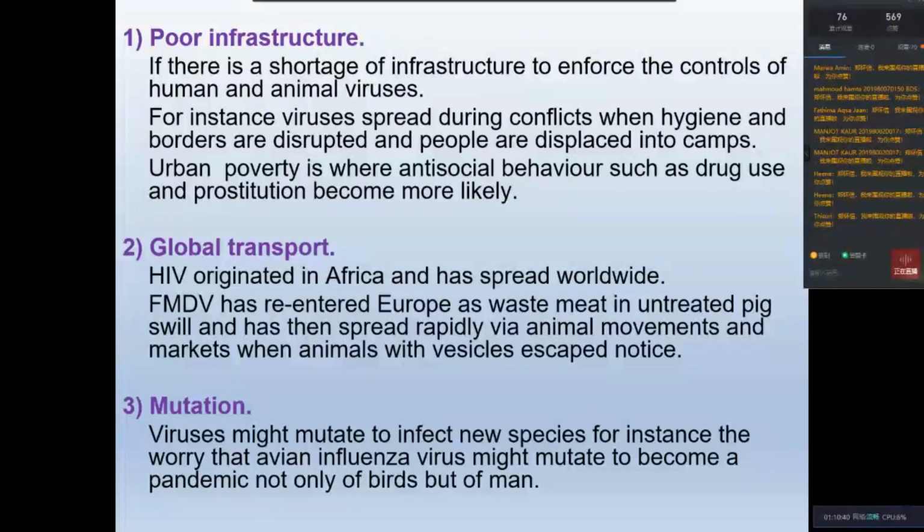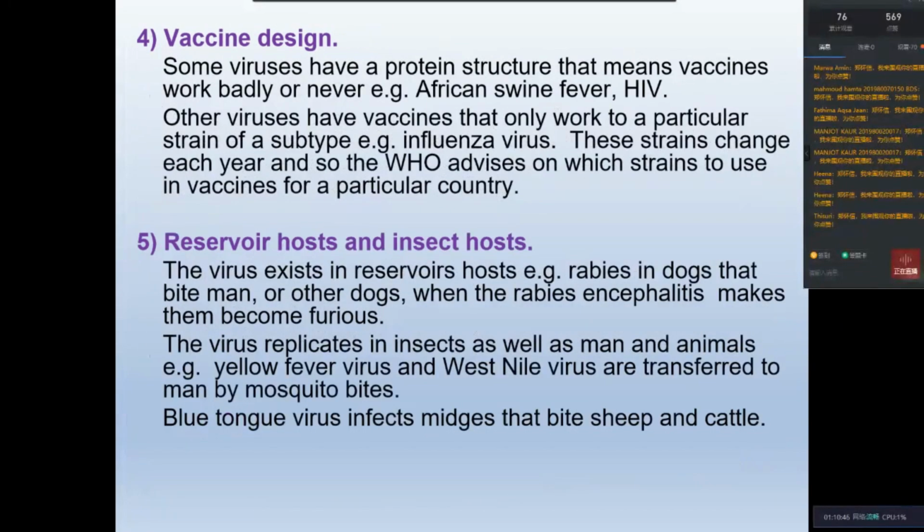The next one is unsatisfactory vaccines. Now, even though we have vaccines, some vaccines are not working well, and they can provide just poor protection, and that can cause some problems. Okay, so that's all for this topic.